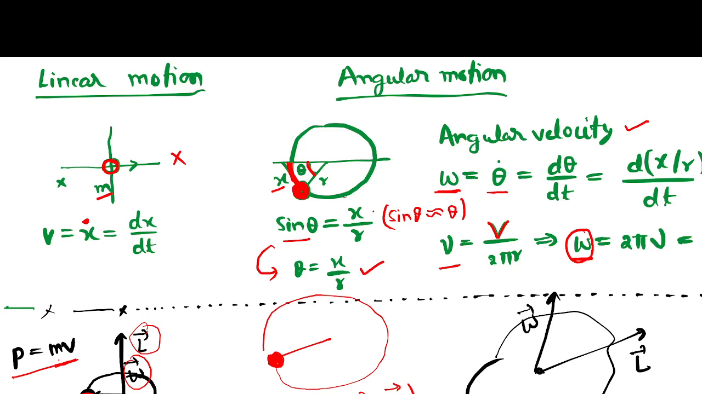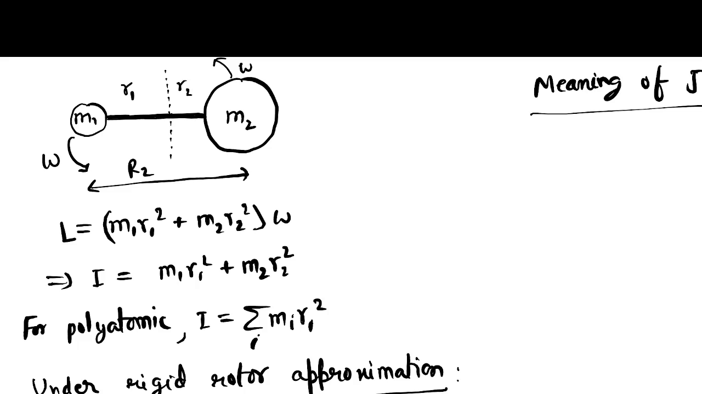So let's consider a diatomic molecule where one atom has mass m1 and the second atom has mass m2, and the internuclear distance, that is the bond length, is capital R. There are two atoms, one heavier and one lighter, so we have some center of mass here. This is the axis from the center of mass. The distance from this point to m2 is r2, while the distance from this point to m1 is r1.